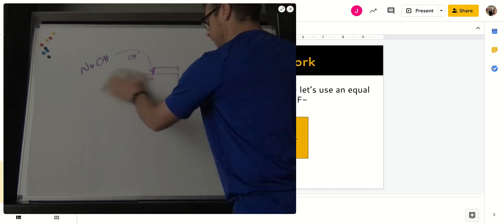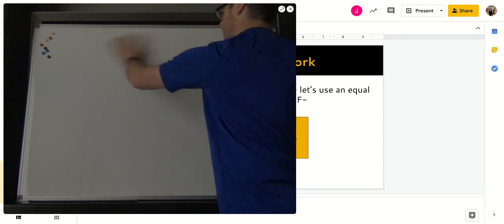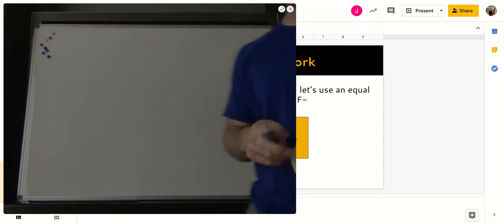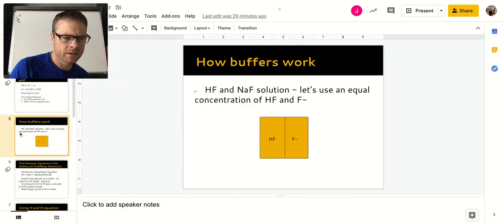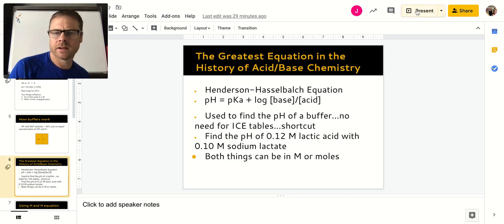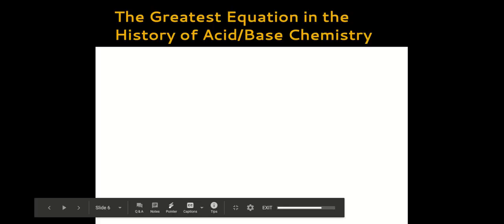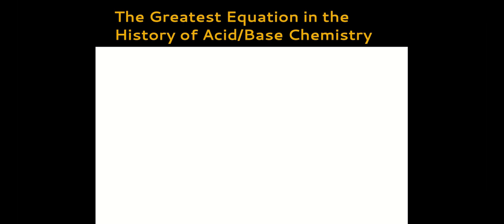So our goal today is going to be calculating this, and you can calculate this using ICE tables and the common ion effect. But for us, I'm going to show you a shortcut. This is the greatest equation in the history of acid-base chemistry. I don't know if it's the greatest per se, but it's pretty good. It's going to have some stuff that you haven't seen yet because we're on a time crunch, and I'm not going to go into every little detail. But trust me, you have had enough chemistry. You can understand this and figure this out.